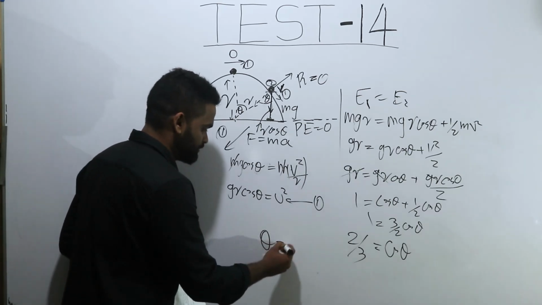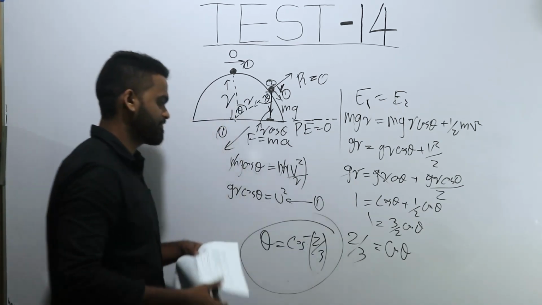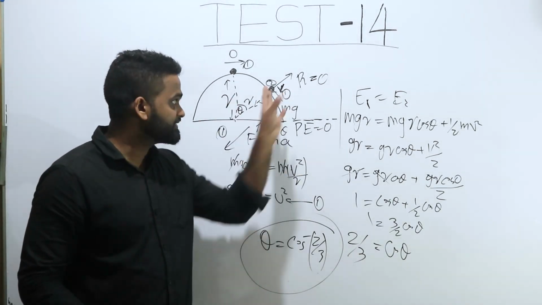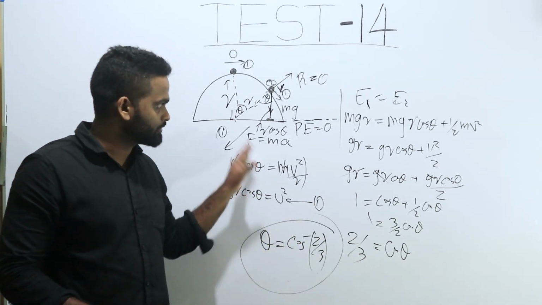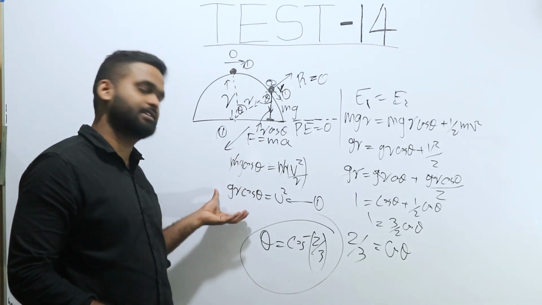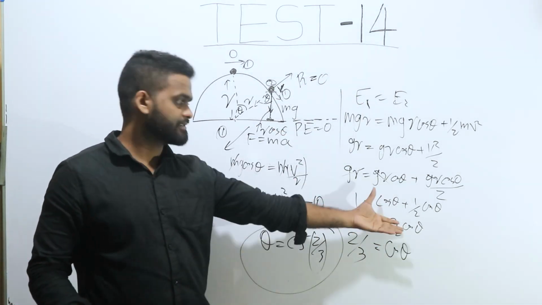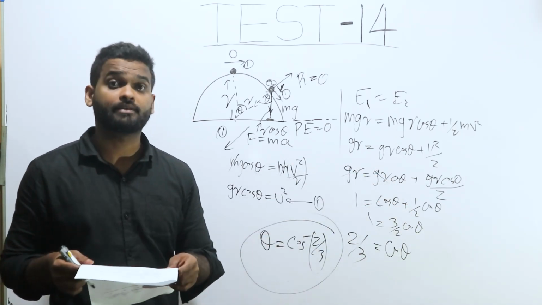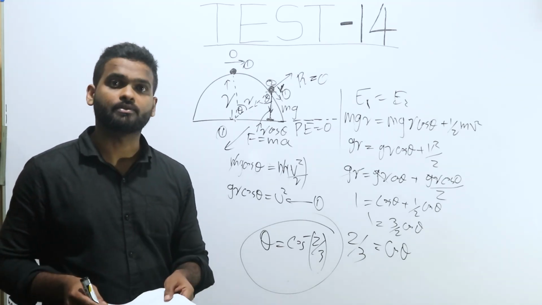So theta should be what? Cos inverse 2 over 3. So when the angle is cos inverse 2 over 3, the mass loses its contact with the sphere. Okay, so first we applied F equals ma towards the center and got this combination. Then applied energy conservation to get this combination. And just simplify those two equations in order to get cos theta. Okay, so the answer should be the third one for the 15th question.